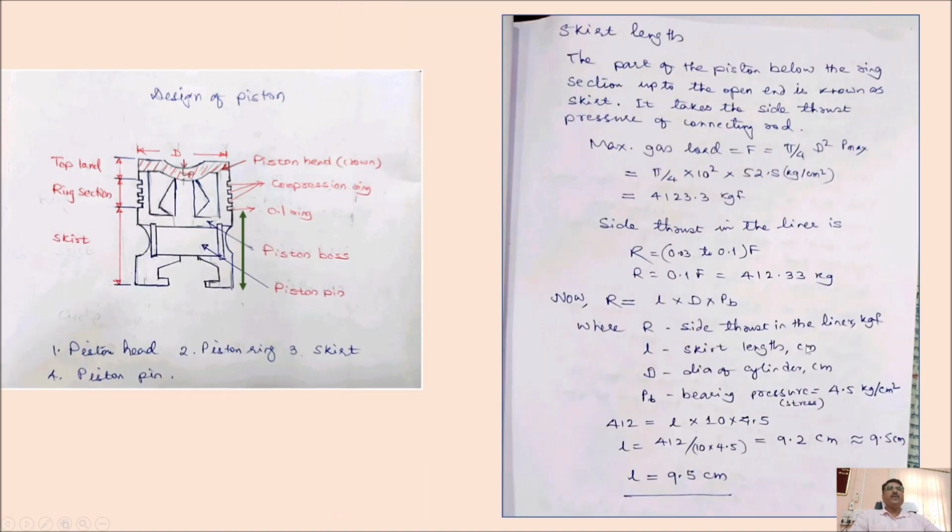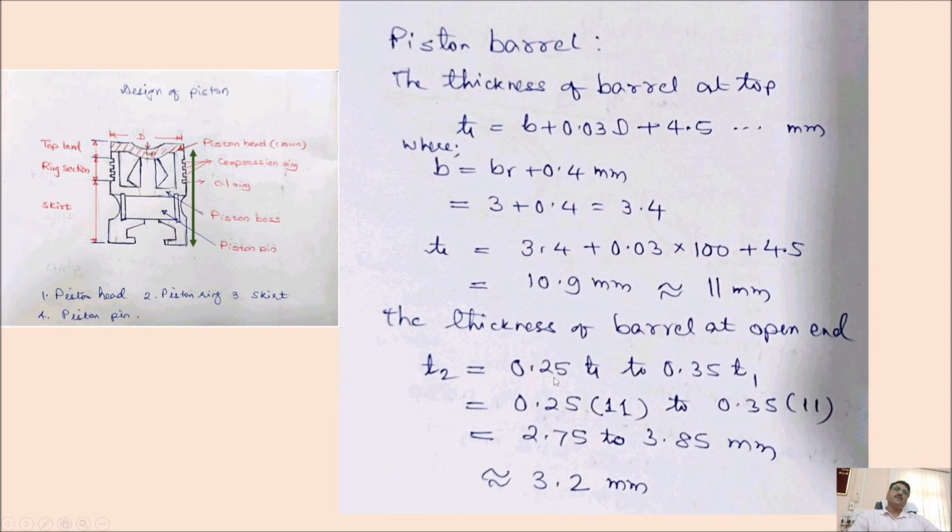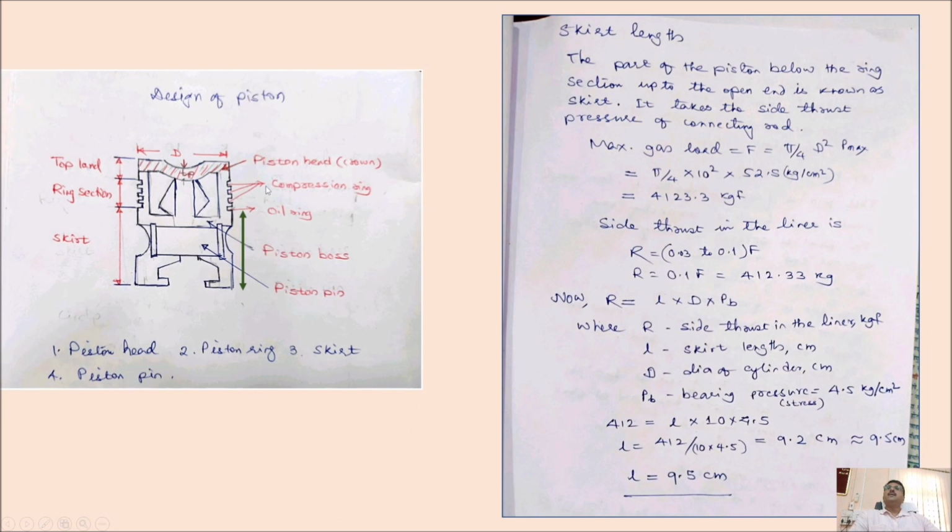Thickness of barrel at open end is calculated by T2 equal to 0.25 T1 plus 0.35 T1. T1 is thickness of barrel at top. Substitute value of T1, it will give value of T2 as 3.2 millimeter. So at the top, thickness is 11 millimeter and at bottom, thickness is 3.2 millimeter. Right. Then next, the skirt length is shown here.